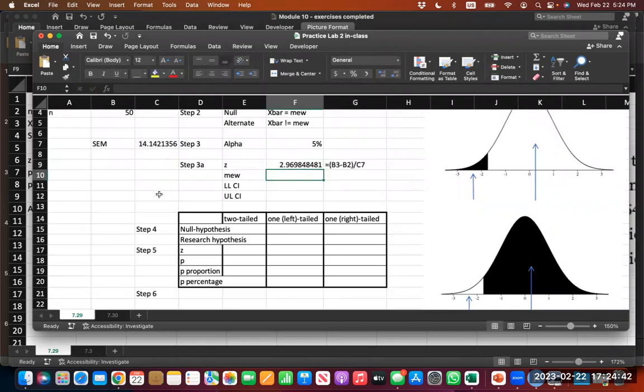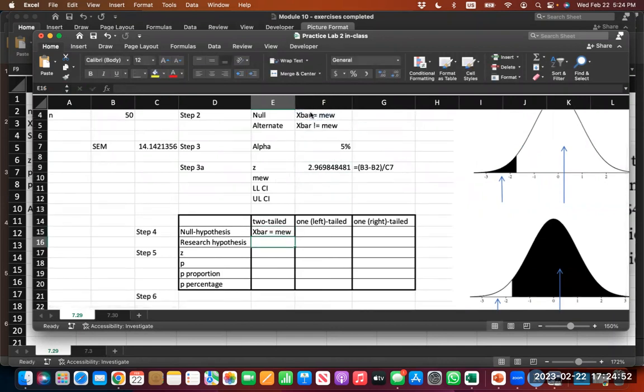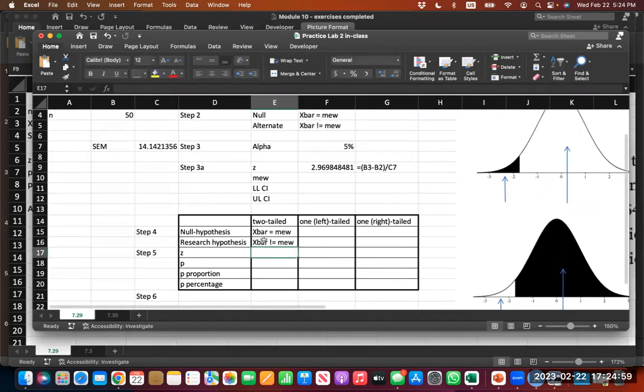That's B3 minus B2. So in a two-tailed hypothesis, our null hypothesis is here, F4. Our research hypothesis is F5. So this is how we fill out this table, right? So now our SAT is contained in here.